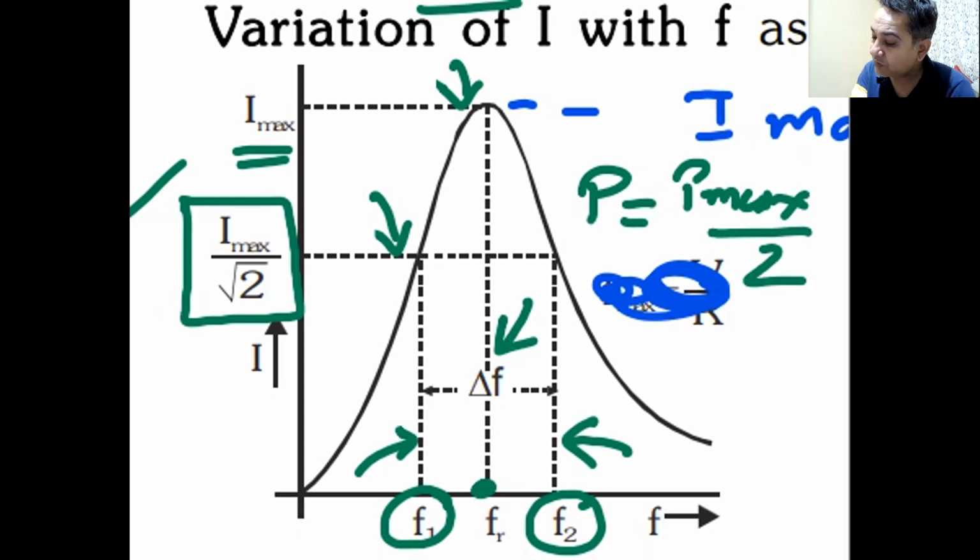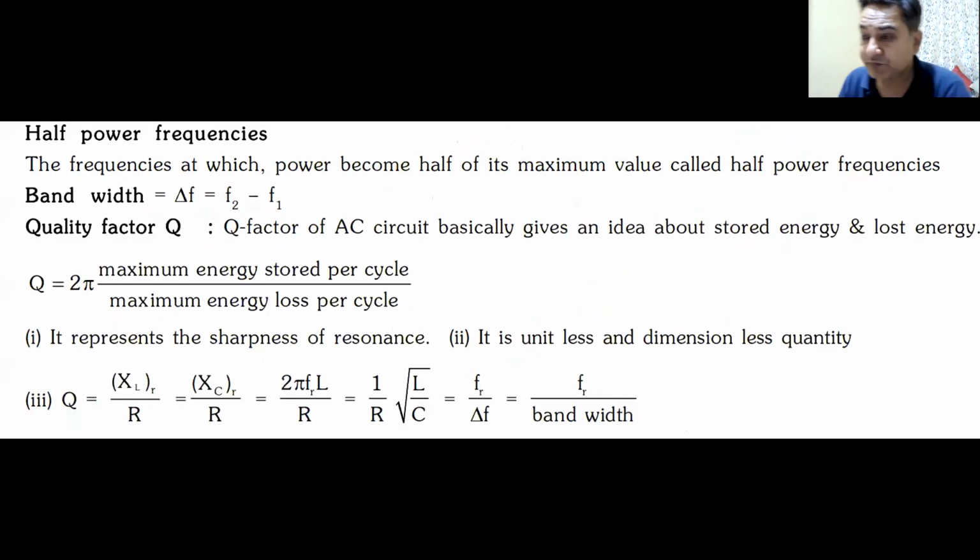And what I'm going to tell you next is what you will remember and not forget, because it is all about remembering. A straight question will come and you will have to answer this. Remember this graph and these terms. Half power frequency, the frequency at which power becomes half. I've shown you that point. Bandwidth, that delta F is known as bandwidth, F2 minus F1.